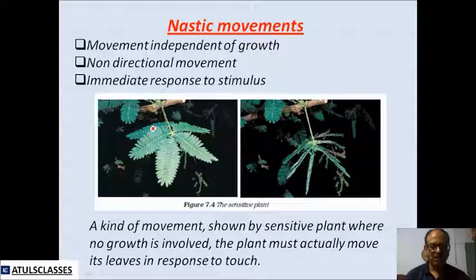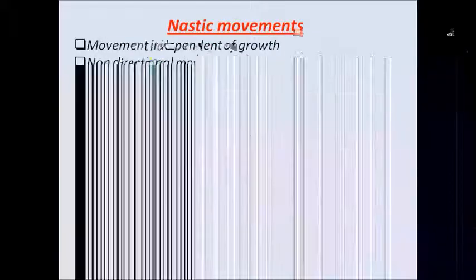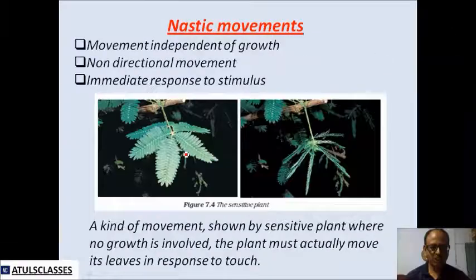Before going into details of the systems, we'll first take the movement that is called nastic movement. And you just now heard that it is independent of growth, non-directional, and it immediately gives response to the stimulus. And this is a touch me not plant, mimosa, and you are seeing that the first picture shows it without any touch, and the other picture shows when it is touched.